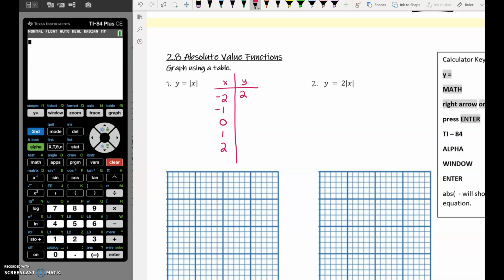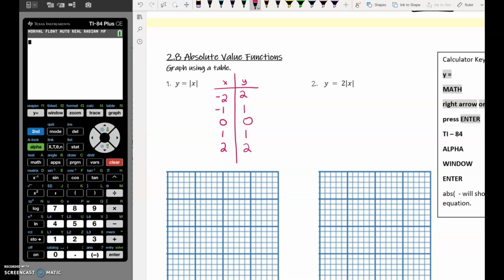+2. What is the absolute value of -1? +1. Absolute value of 0 is 0. What's the absolute value of +1? +1. Absolute value of 2 is 2. Do you notice that everything in that y column is positive numbers? Because absolute value creates positive numbers.